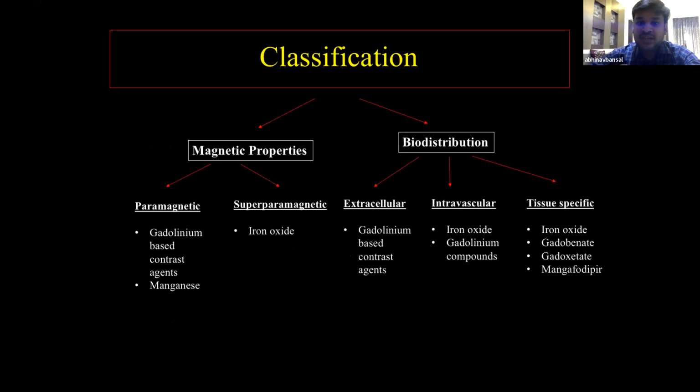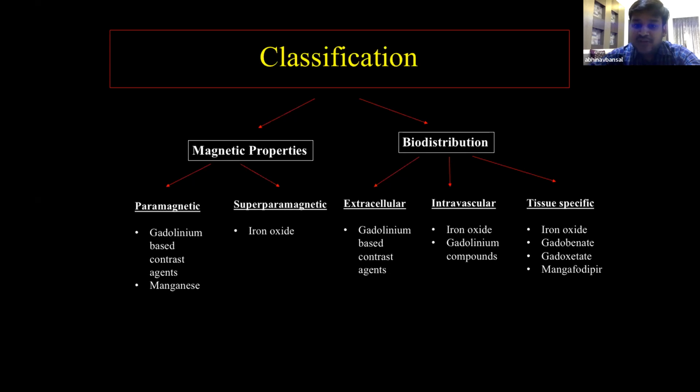So we can basically classify the MR contrast agents based on their magnetic properties and their biodistribution. Based on the magnetic properties, they can be classified into paramagnetic and superparamagnetic agents. The paramagnetic agents include the gadolinium-based contrast agents and the manganese-based contrast agents. These paramagnetic contrast agents have unpaired electrons, which, when they come under the influence of an external magnetic field, influence the magnetization of the water protons. That influences their T1 and T2 relaxation times, which is the basic mechanism of using the contrast agent.